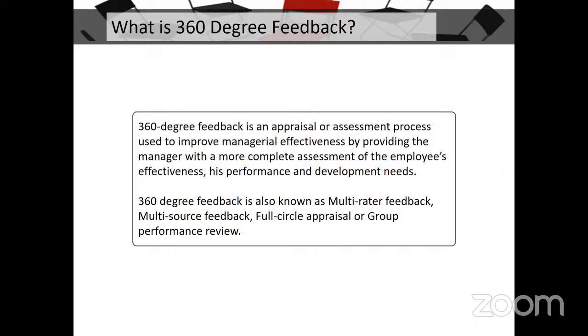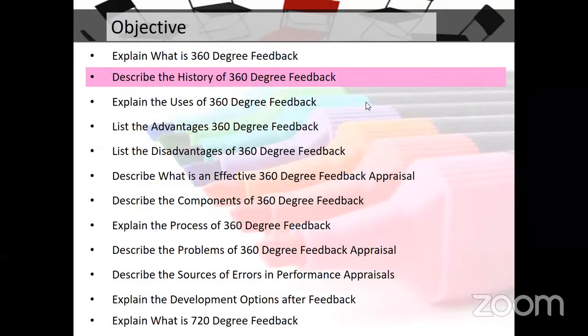And different people have different names. So if you hear someone talk about multi-rater feedback or multi-source feedback, full cycle appraisal or group performance review, they're all talking about the 360-degree feedback. And I always tell people, at times as an HR person, it's good to pick these words and use them in the boardroom. Just say, you know what, I want to introduce a multi-rater feedback, and let them know that you're also informed, because when you have information, people tend to believe in what you're saying. Because if you're not sure of what you're saying, then getting a buy-in is very difficult. So let's describe and understand where it came from, because everything has a history.